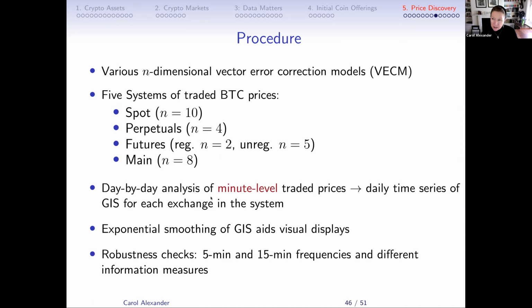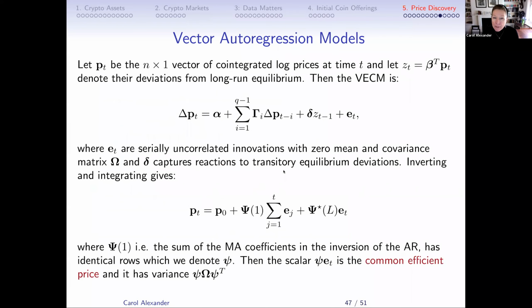Just to check that the minute level data were not too jumpy, and we're not getting a lot of noise that wasn't really robust, we checked results using 15-minute and 5-minute data and different types of information measures as well, and the results are quite robust. I'm not going to go through that here, it's in the paper.